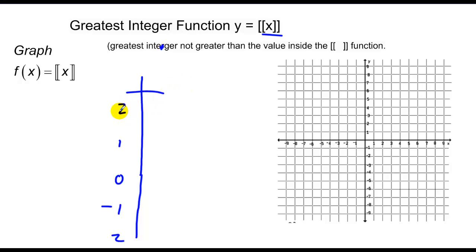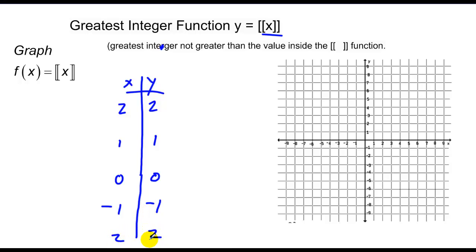Then I get 2 in and 2 goes out. 1 in, 1 goes out. 0 in, 0 goes out. -1 in, -1 goes out. 2 in, 2 goes out.